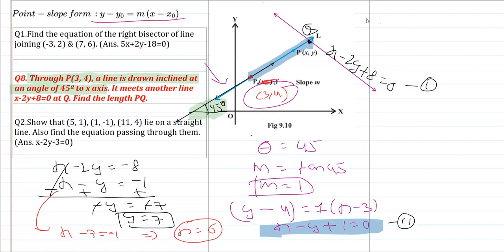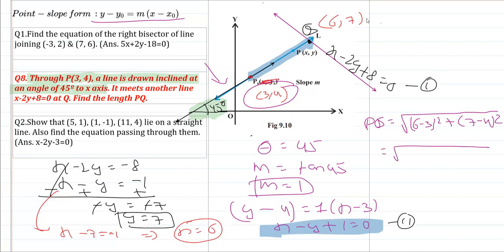Once we get the coordinates of Q, which we have just determined as (6, 7), now we can find the distance PQ, applying the distance formula that we have been using since class 10th. That is the square root of x2 minus x1 whole square plus y2 minus y1 whole square. So it's 6 minus 3 whole square plus 7 minus 4 whole square. 6 minus 3 is 3, that is 3 square, and 7 minus 4 is 3 square. So this will give you 3 root 2. That should be the length of PQ.